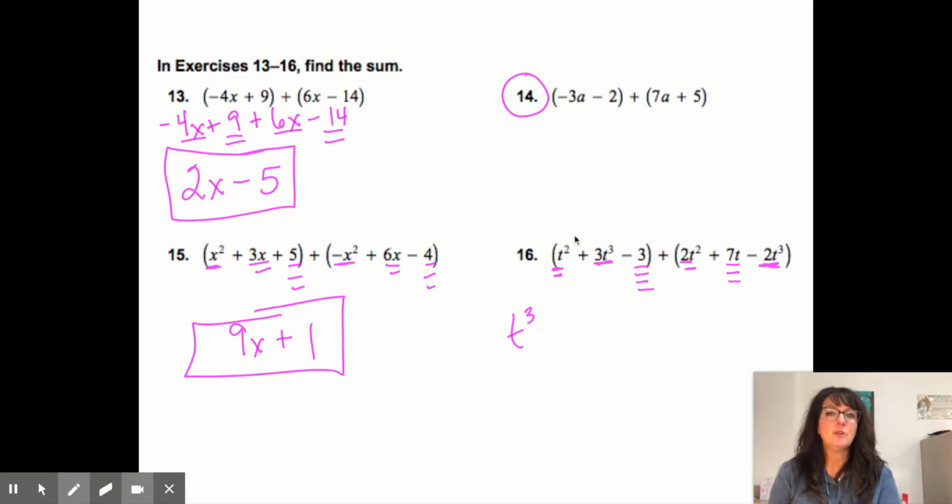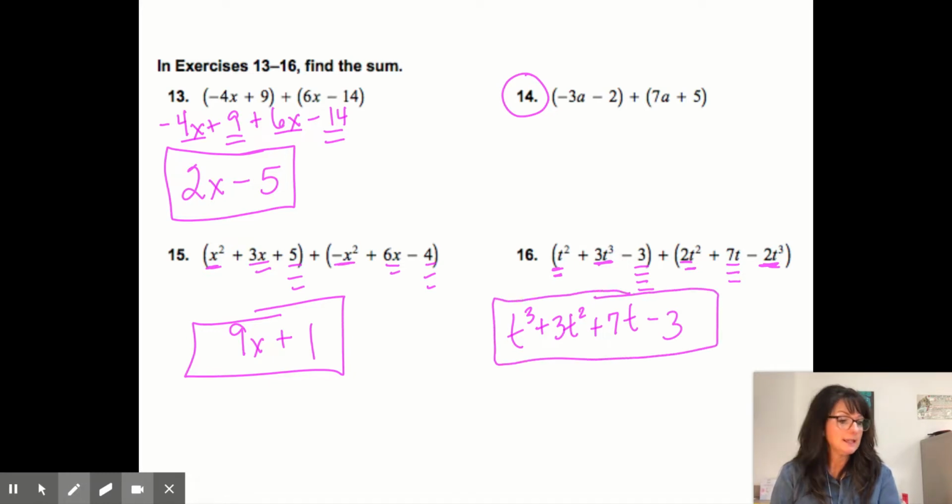All right, then we'll go to the squared. We have 1 plus 2, so we'll have 3t squared. Whew. Then we have this t, right? That's our third one. So descending order of the variable, and there was nothing to add to it, so it's okay. And then minus 3. So t cubed plus 3t squared plus 7t minus 3. All right.